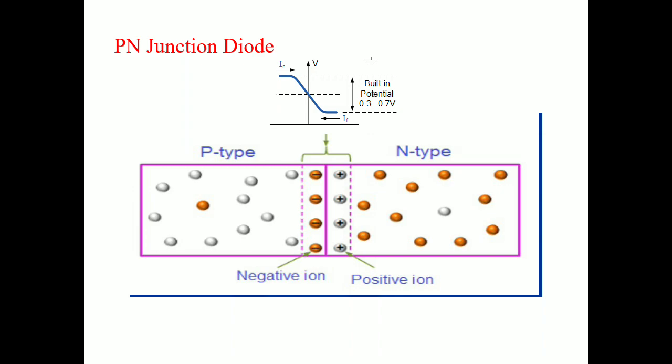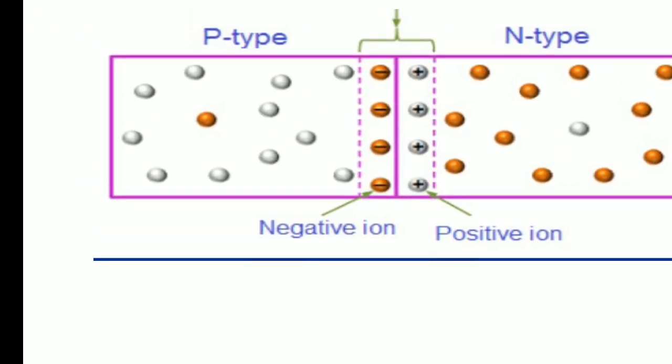So a potential is developed: positive ions are depleted in the n-type region at the junction, and negative ions are depleted in the p-type material. So a negative built-in potential is developed in the region. That region is called the depletion region, that layer is called the depletion layer. What is the value of this barrier potential? If you refer to the diagram, there is a built-in potential.